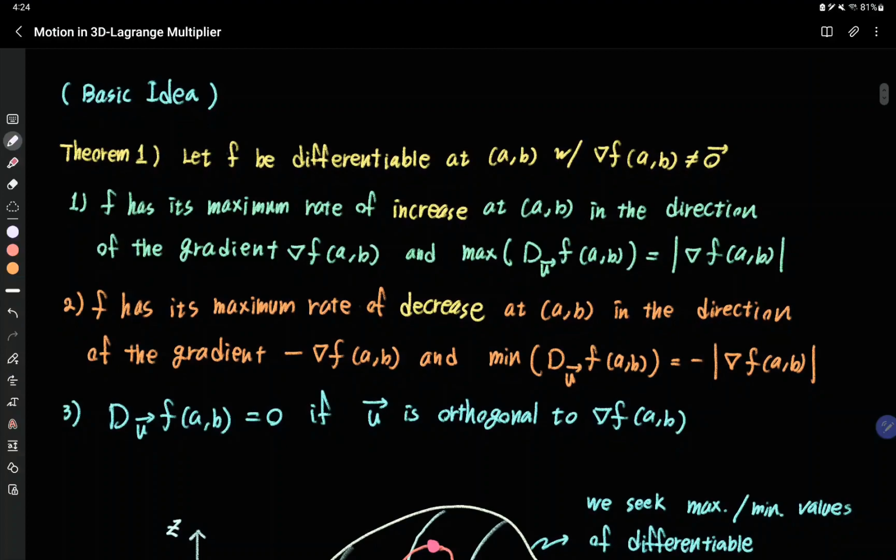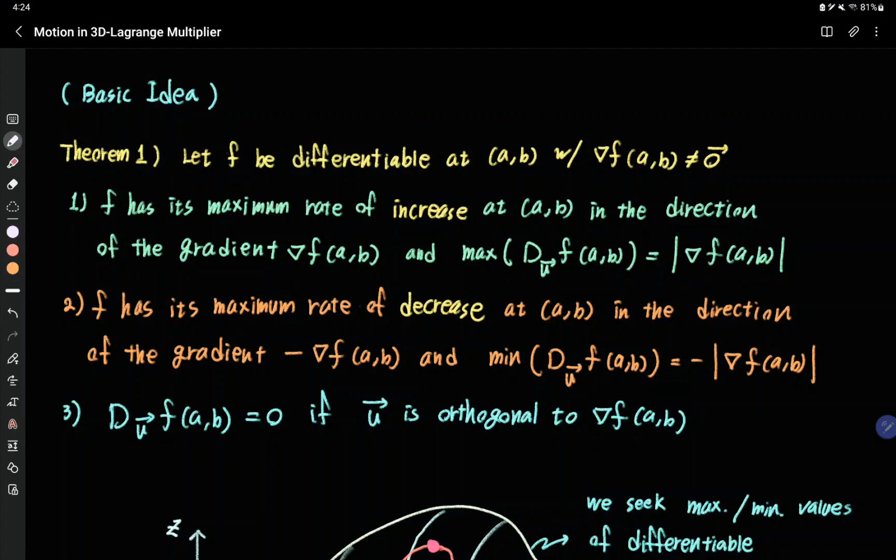Before going over the basic idea, let me review Theorem 1, what we saw in the directional derivative and gradient. Let f be differentiable at (a, b) with gradient f not equal to the 0 vector. Then the first statement: f has its maximum rate of increase at (a, b) in the direction of gradient of f, and the maximum of the directional derivative is the absolute value of the gradient.